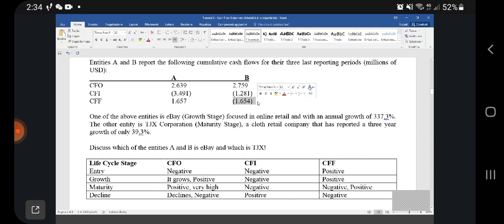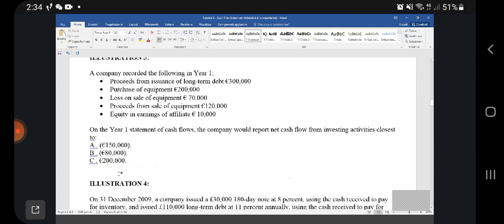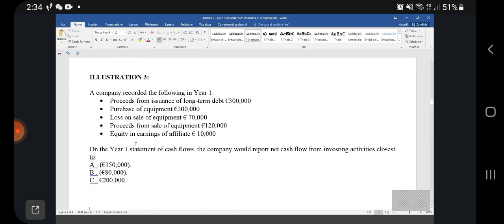Okay? Now, it took us some time to explain this beyond the exercise itself, but I think that it was worth it to know something more about the pattern and behavior of cash flows during the life cycle stages. Any questions for that? Okay, good. Let's go on with the third illustration. That should be an easy one, I hope. We have this data. The company has recorded the following in year 1.